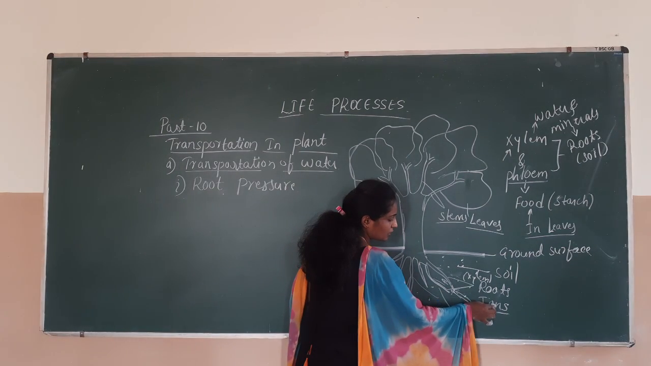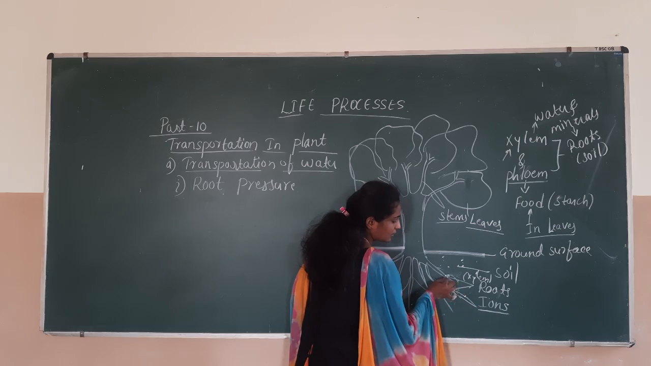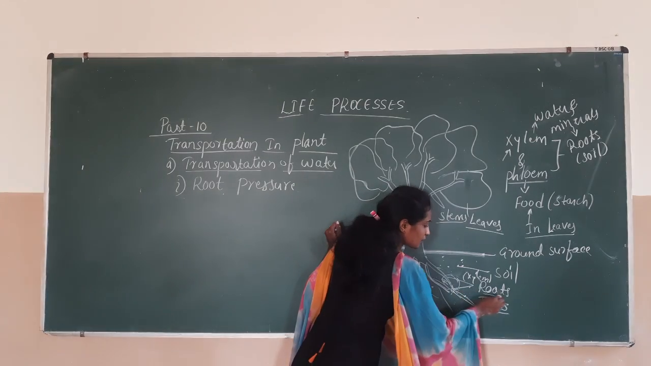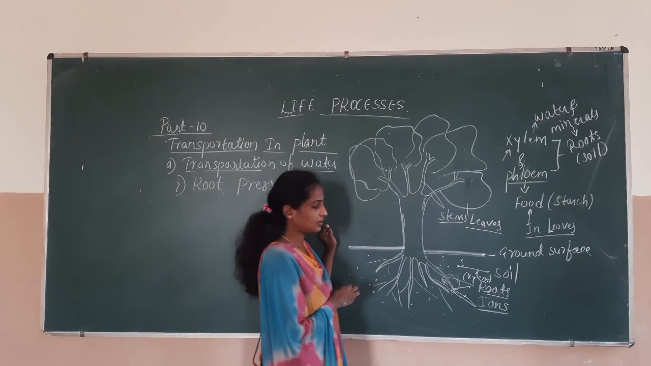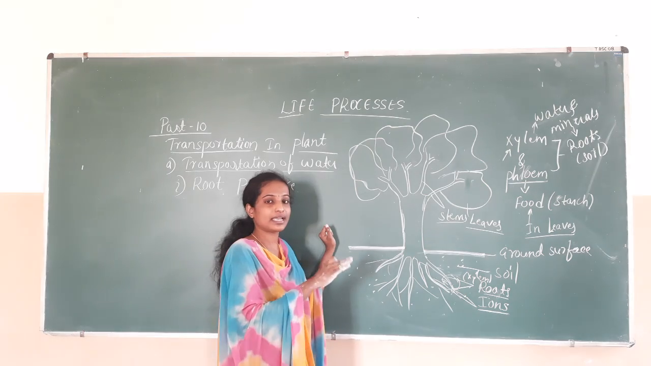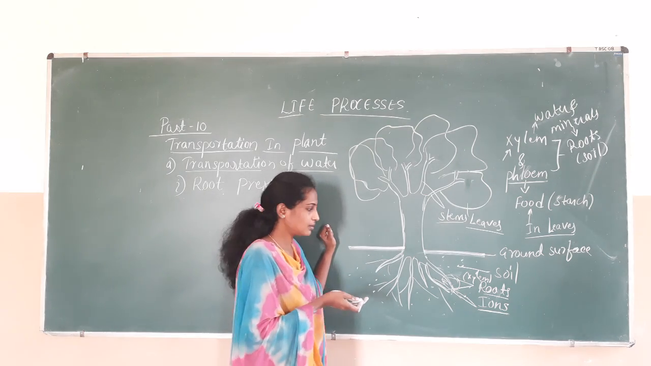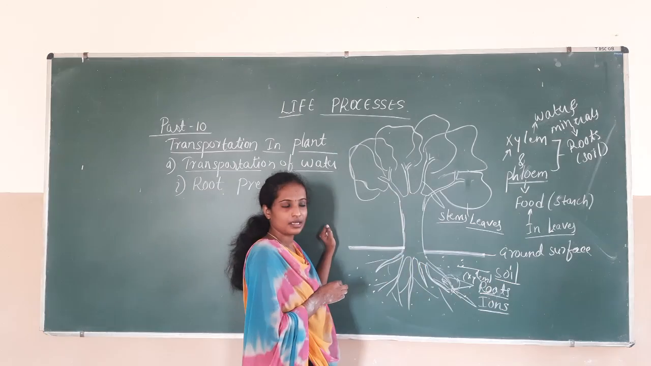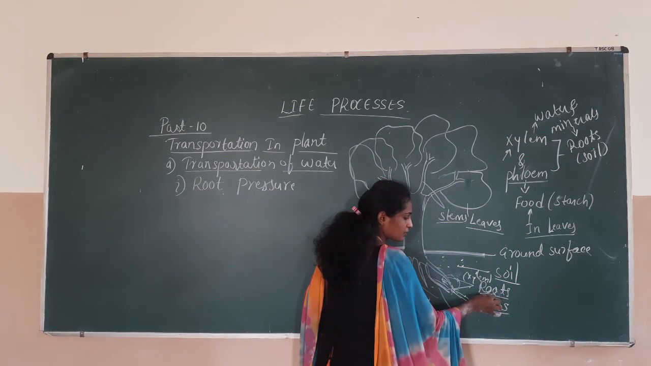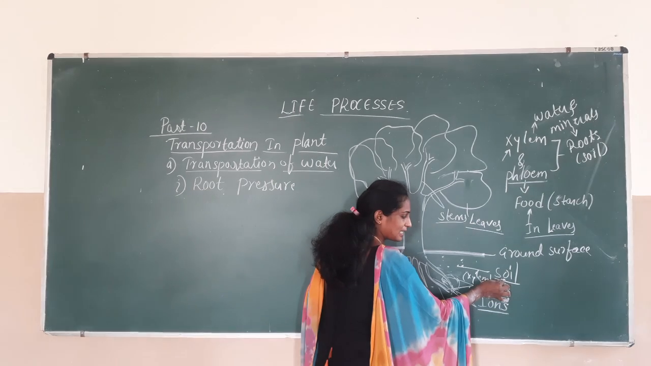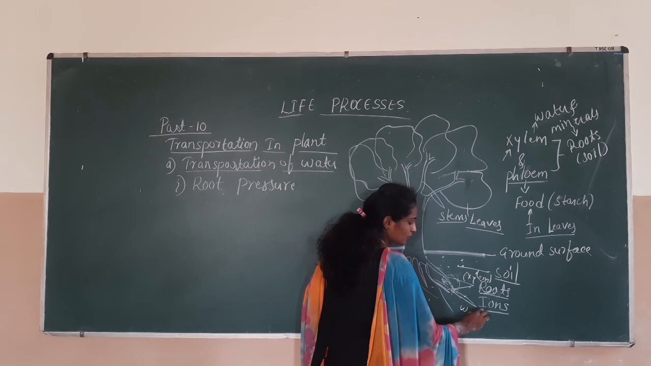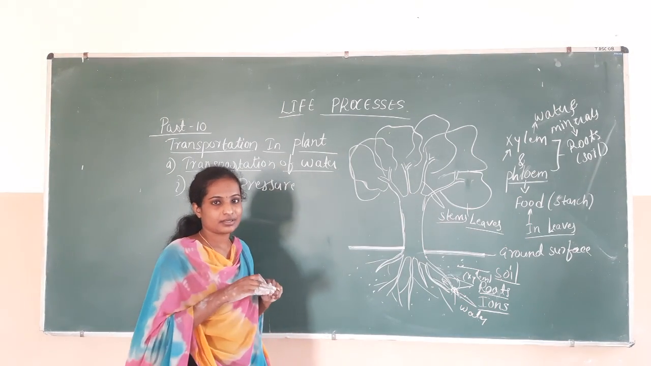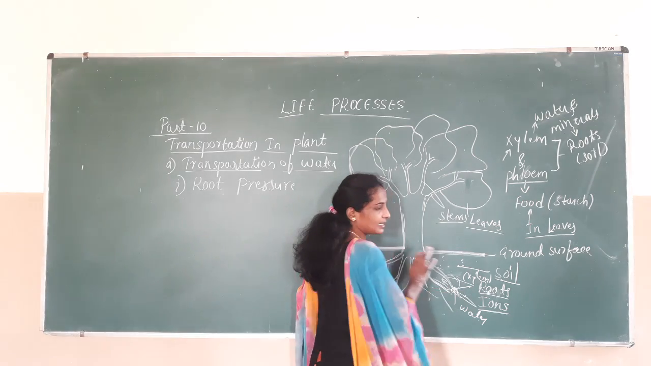Whenever the roots uptake the ions actively, the concentration of such ions in the roots will be more. As the concentration of such ions in the roots is more, it creates a concentration gradient, or difference, between the root and the soil. Here what happens: as the concentration of ions in the roots becomes more and in the soil it is less, the water from the soil enters into the root to neutralize or minimize such a concentration gradient.